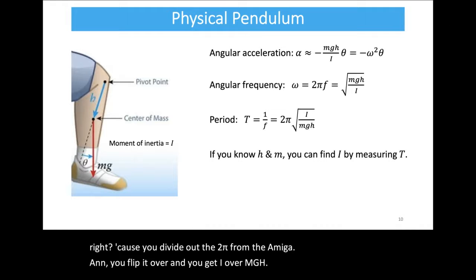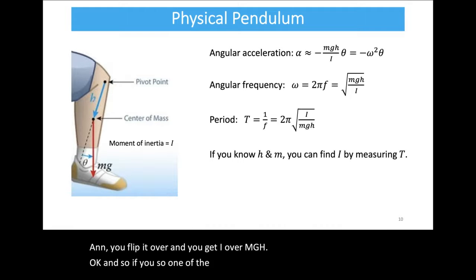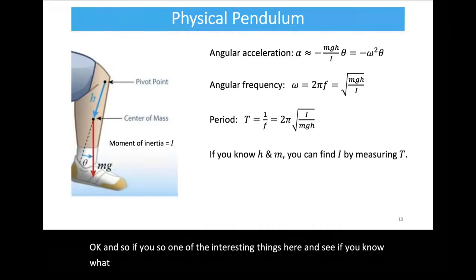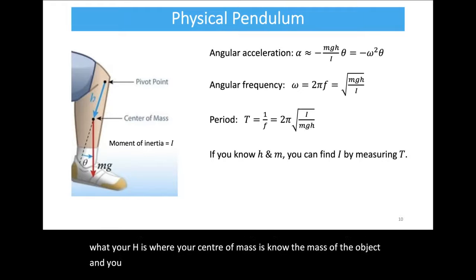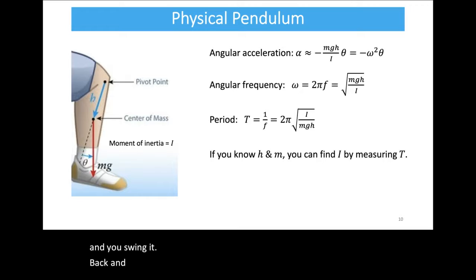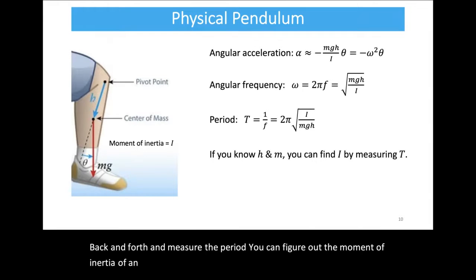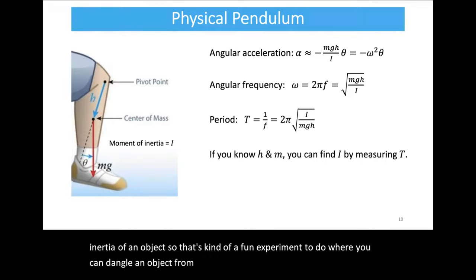Okay, and so one of the interesting things here is if you know what your h is, you know where your center of mass is, you know the mass of the object, and you swing it back and forth and measure the period, you can figure out the moment of inertia of an object. So that's kind of a fun experiment to do, where you can dangle an object from some point, and measure the period it takes to swing.